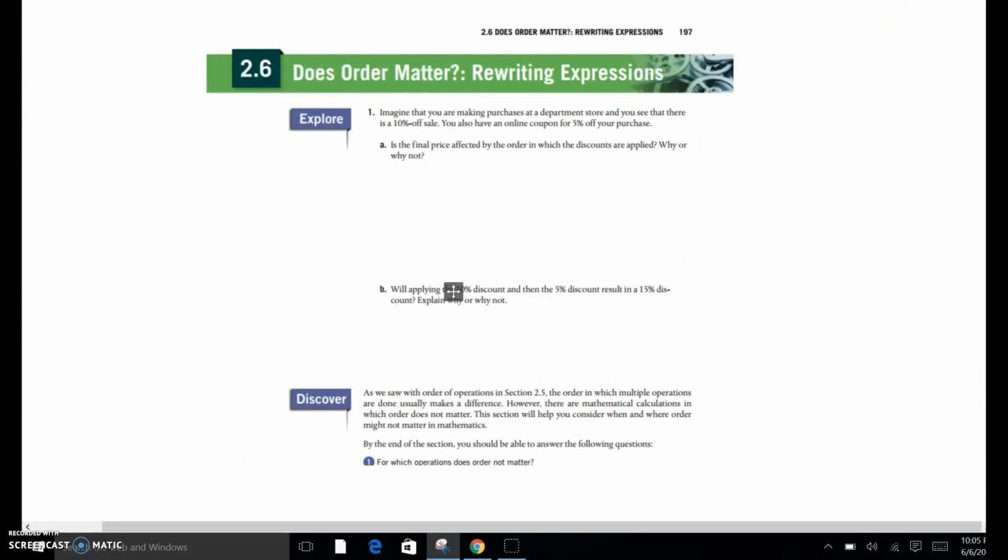It says, imagine that you're making a purchase at a department store and you see that there's a 10% off sale and they also have a 5% coupon. So see if the order matters. Now again, if you're like, I don't know how much it costs, you can make up any price you want. So I always like to make up $100. I think it's easy, but you can use any dollar amount you want. You have a calculator, so really it doesn't matter. And then see if the order matters. So try that and then look at letter B as well, see how that goes.